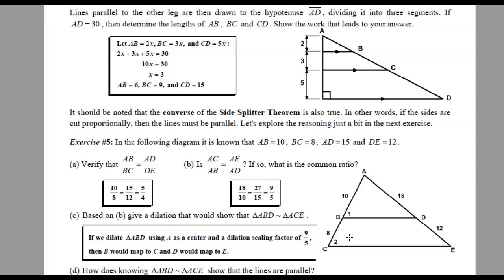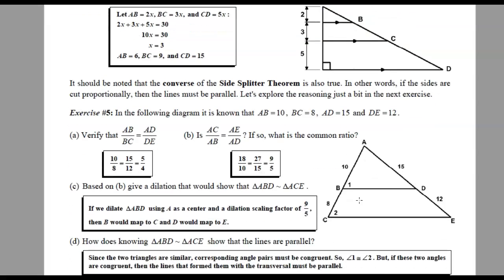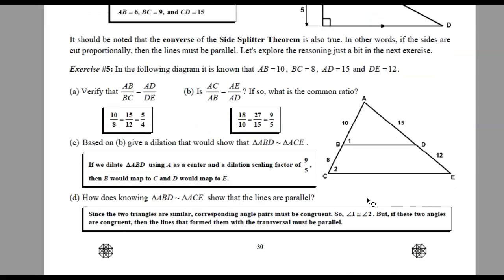So if I'm trying to get a scale factor, I want to take this full segment 18, divide it by this partial segment 10, reduce it to 9/5. That's my scale factor. Okay, so how does knowing that those triangles are similar show the lines are parallel? Well, if two triangles are similar, those corresponding angles will be equal, angles 1 and 2. And if those are congruent, then the lines that form them have to be parallel as well.